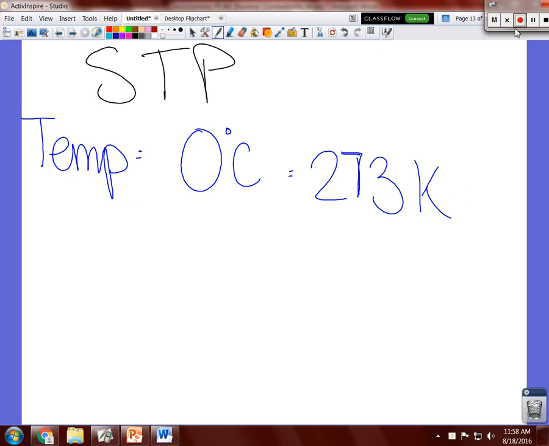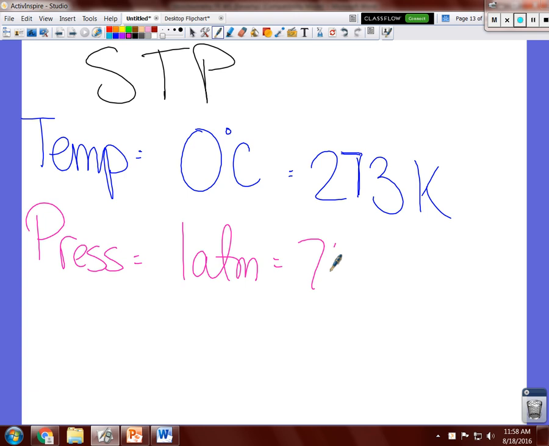Now, let me ask you something. If this were standard room conditions, would you enjoy it? That's 32 degrees Fahrenheit. That's not very comfortable, okay? Now, that's not standard room conditions. This is just standard temperature and pressure at STP. Does anyone know what your pressure is? Okay, 1 atm, which is also equal to 760 millimeters of mercury, or what? Torr. So this is STP.